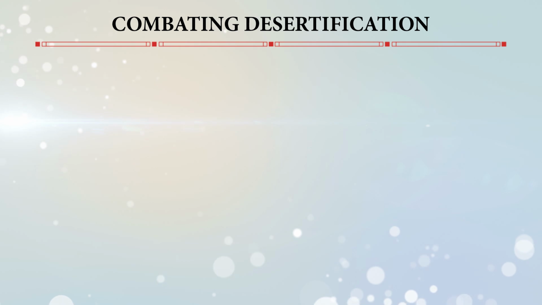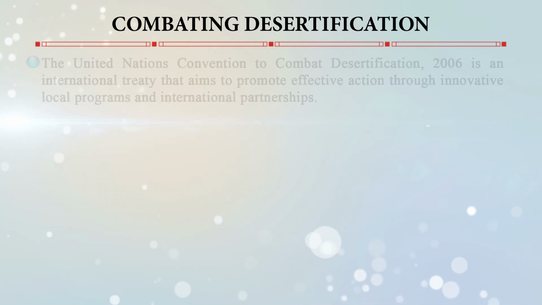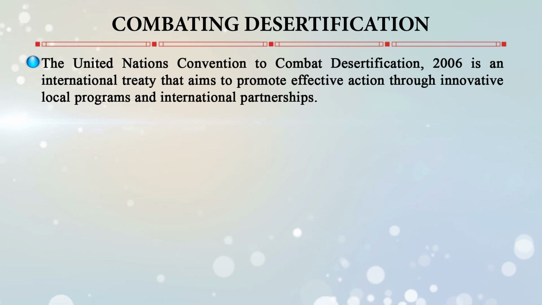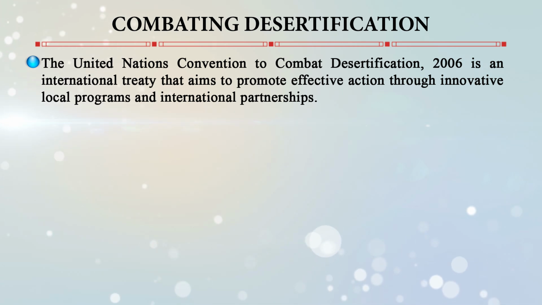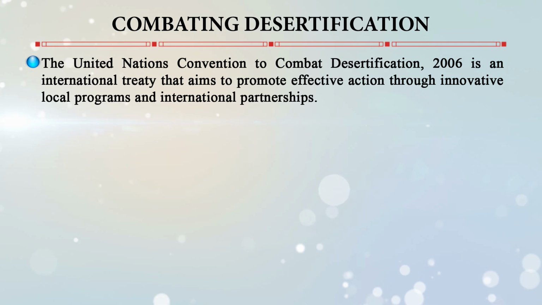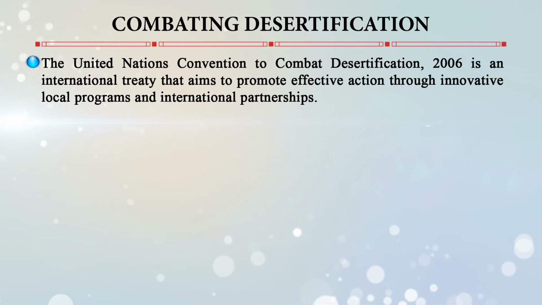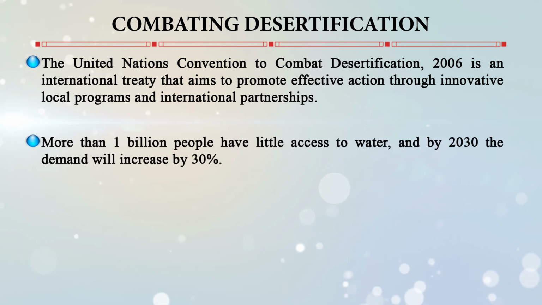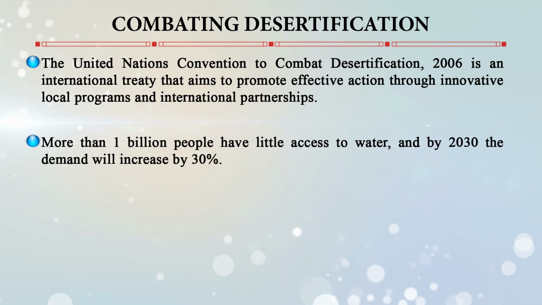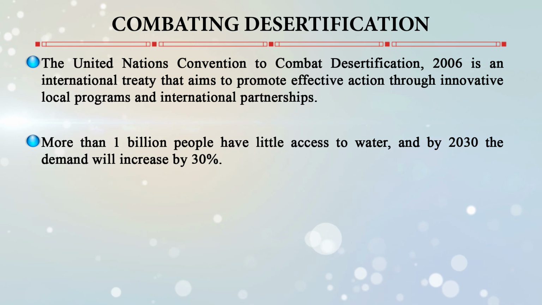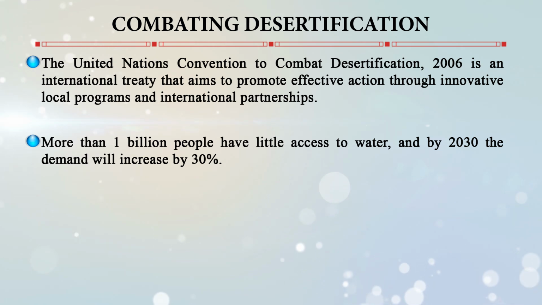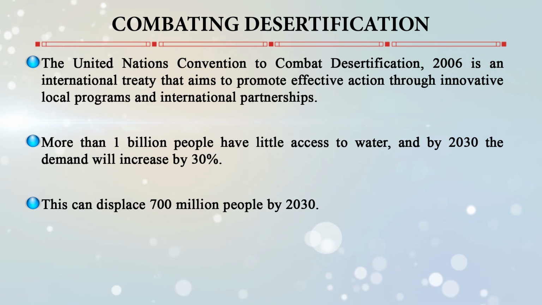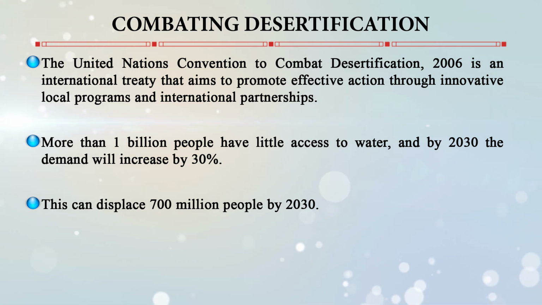Finally, combating desertification and drought. The United Nations Convention to Combat Desertification, 2006, is an international treaty that aims to promote effective action through innovative local programs and international partnerships. More than 1 billion people have little access to water, and it is estimated that by 2030 the demand will increase by 30%. This will displace 700 million people by the year 2030.